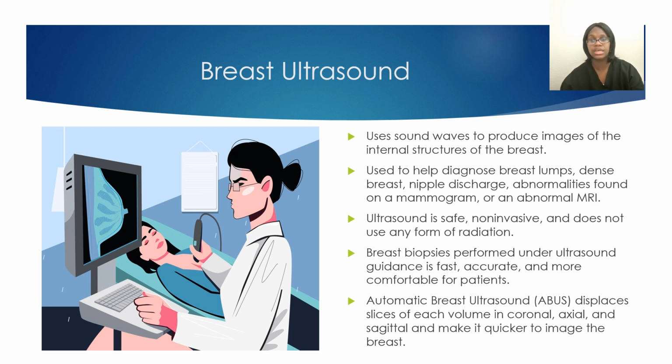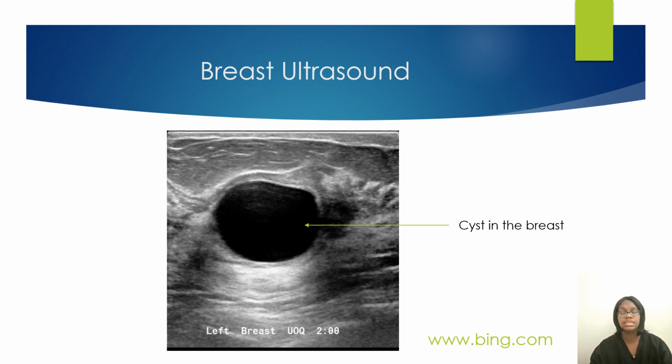Breast ultrasound is like supplemental imaging for whenever a patient has a mammogram. If something was seen on the mammogram, like a cyst, fibroadenoma, or breast cancer, then they'll go over for a breast ultrasound. This is how a breast ultrasound image looks. You see the arrow pointing to the cyst.